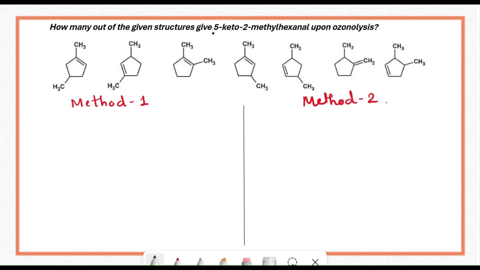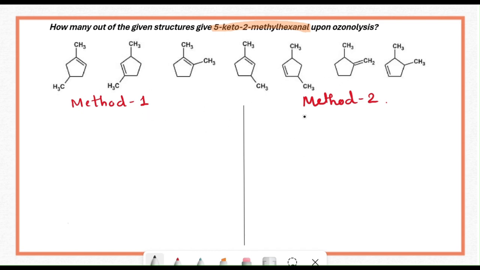How many out of the given structures gave 5-keto 2-methyl hexanal upon ozonolysis? There are two methods to solve this question. You can do ozonolysis of each and every molecule and check if it's going to form the product given here. Or the second method, which is most preferred in this case: you already know the product structure, find out the reactant structure and look for where it is.